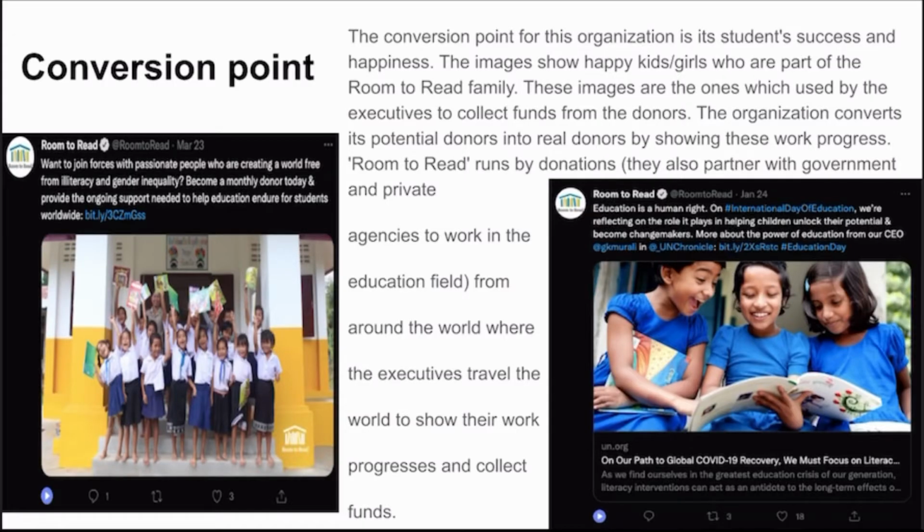Now, let's talk about the conversion point, where the organization uses different techniques to impress their donors or followers to collect funds and run operations. The conversion point for this organization is its student success and happiness. The images show happy kids or girls who are part of the Room to Read family. These images are the ones used by the executives to collect funds from the donors. The organization converts its potential donors into real donors by showing this work progress.